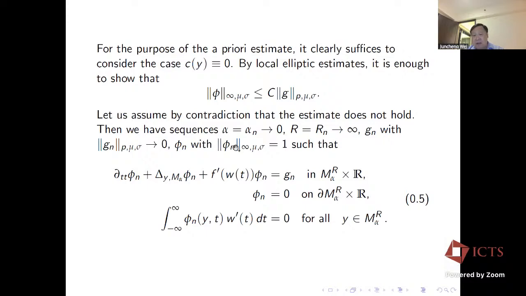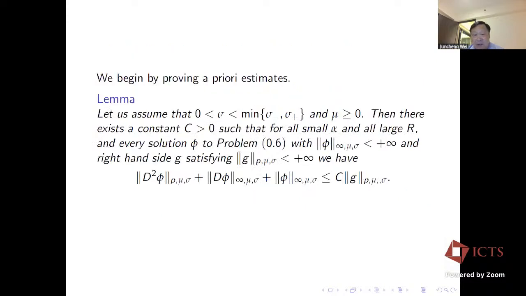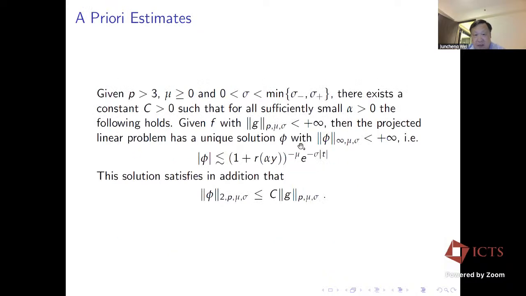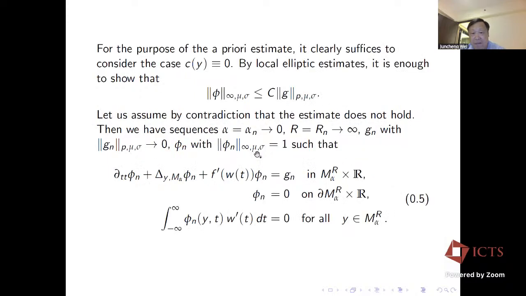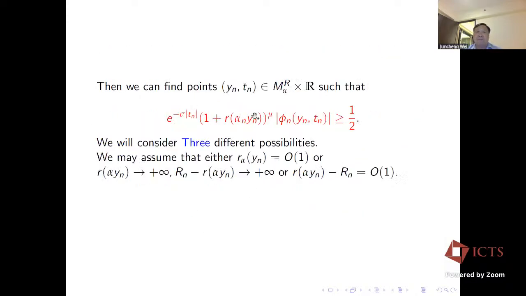Okay, so what is the phi L infinity norm? The phi L infinity norm is this norm. So this norm is bounded, it is 1. Now we want to get a contradiction. Since this weighted norm is 1, we can find points y and tn so that this is greater than or equal to half. So this is the algebraic decay, right? This is the exponential decay.